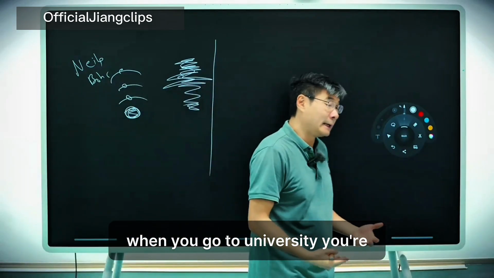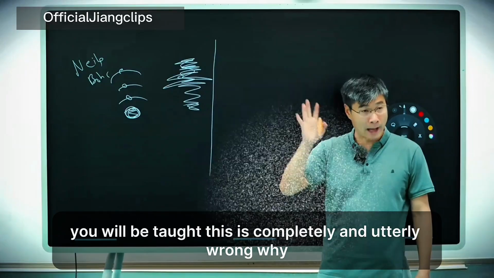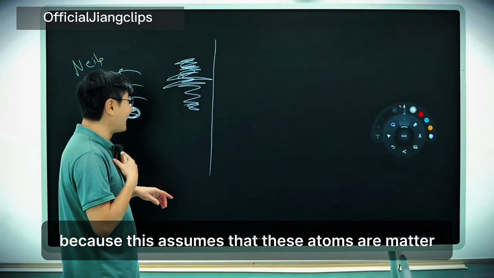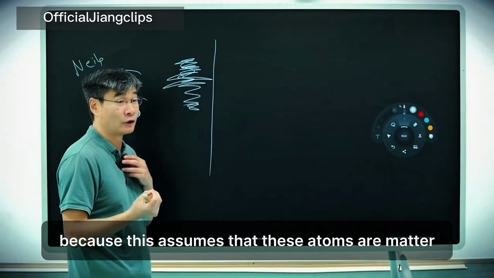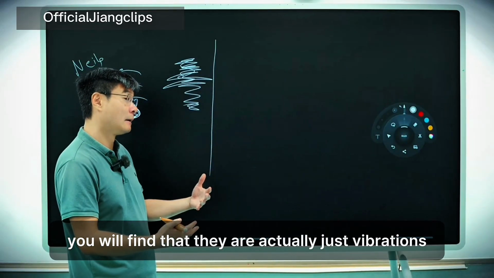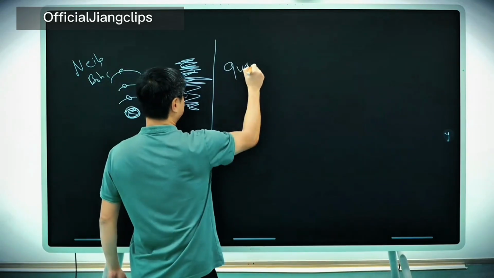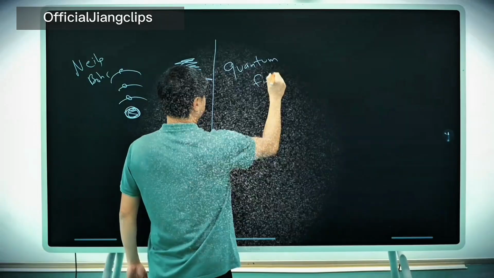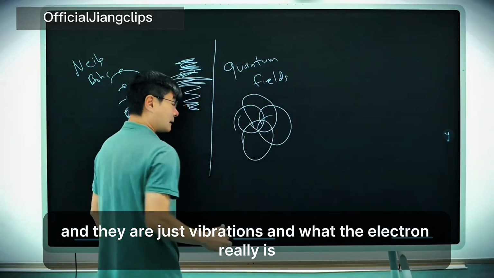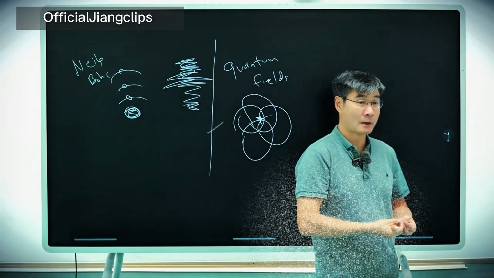When you go to university, you'll be taught this is completely and utterly wrong. Why? Because this assumes that these atoms are matter, they're solid. But in reality, if you go deep enough, you will find that they are actually just vibrations, what we call quantum fields. And they are just vibrations. And what the electron really is, is an intersection of these quantum fields.